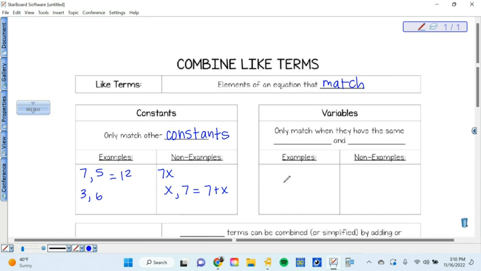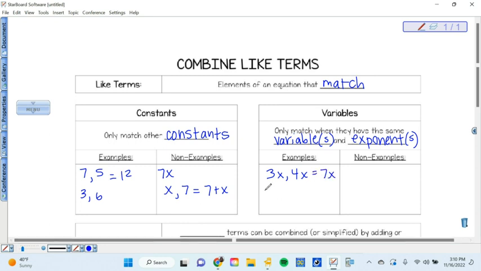Okay, and then variables only match when they have the same variable or variables and the same exponent or exponents. So like terms with variables would be 3x and 4x, right? Same variable, same exponent. What do I get when I combine 3x and 4x?